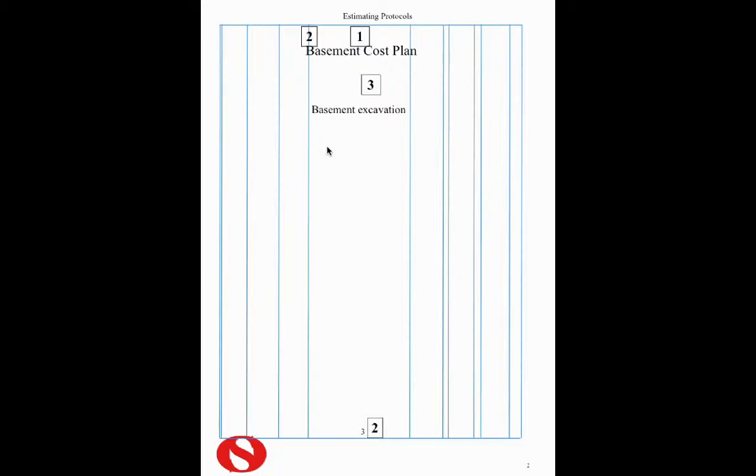Protocol number 3 is the description column, and we're describing basement excavation, and we're describing it in accordance with the NRM reference, which is 1.1.4.1.